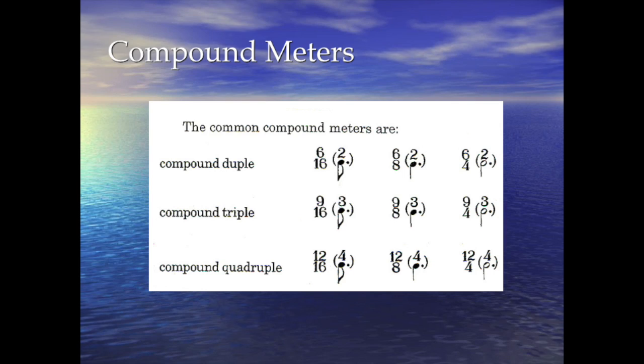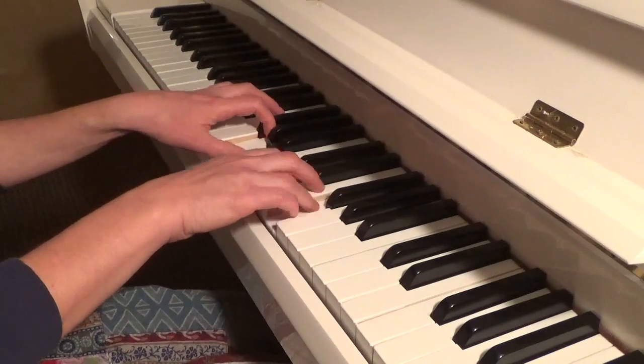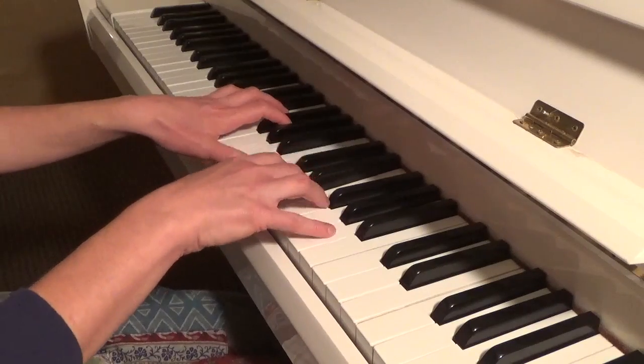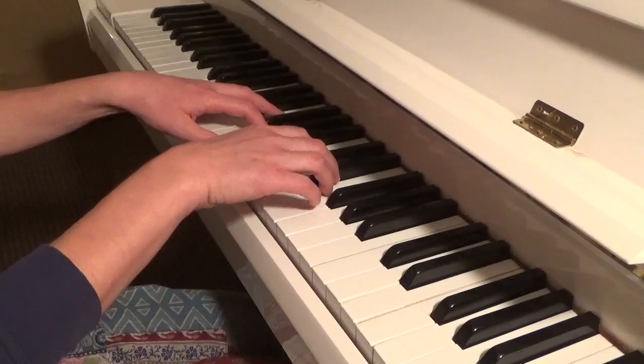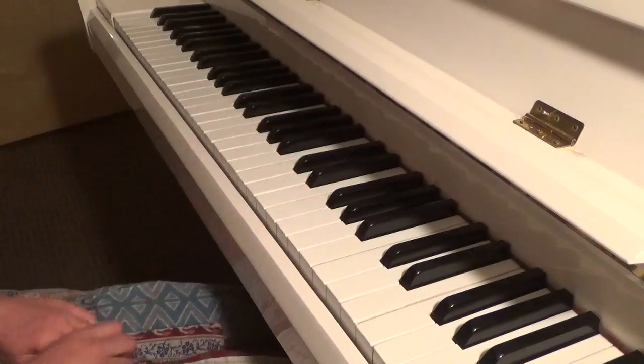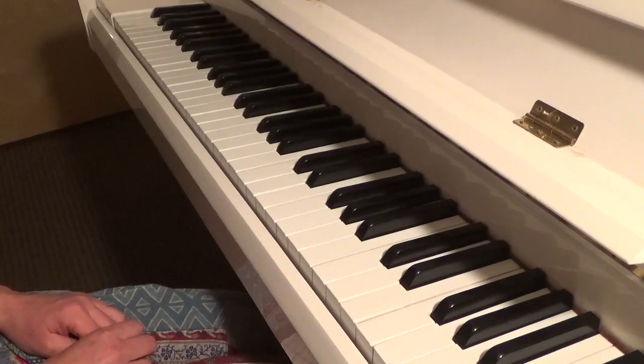Now compound quadruple, you could have 12/16 time, which would be 4 dotted eighths. More common would be 12/8 time, which is 4 dotted quarter notes. Something like 1 and 2 and 3 and 4 and 1 and 2 and 3 and 4, and you could have 12/4 time, which would be 4 dotted half notes per measure.